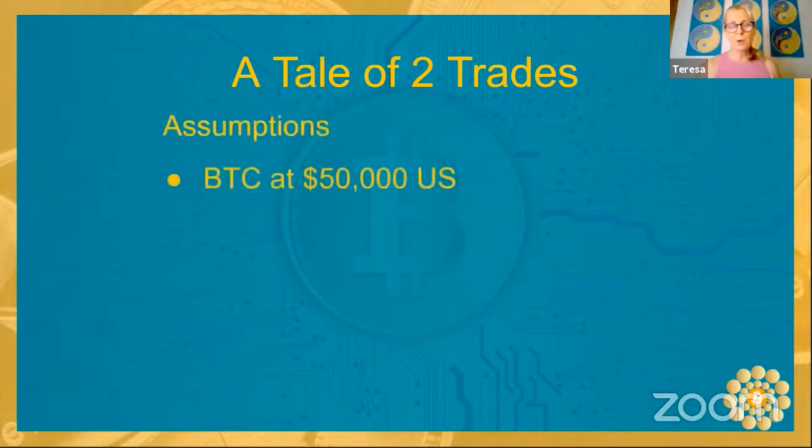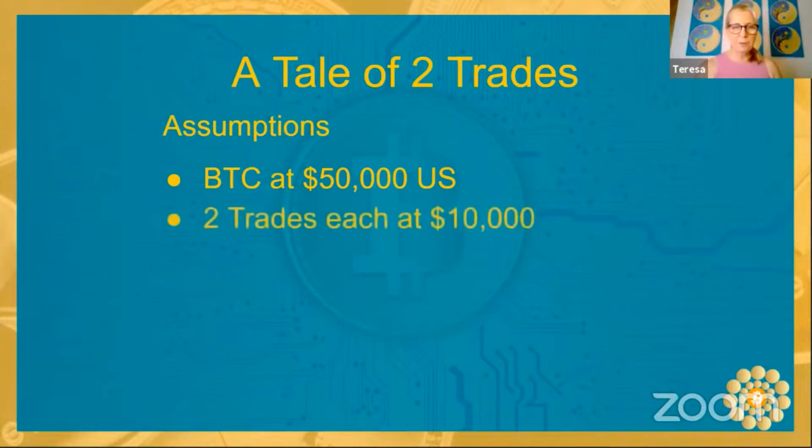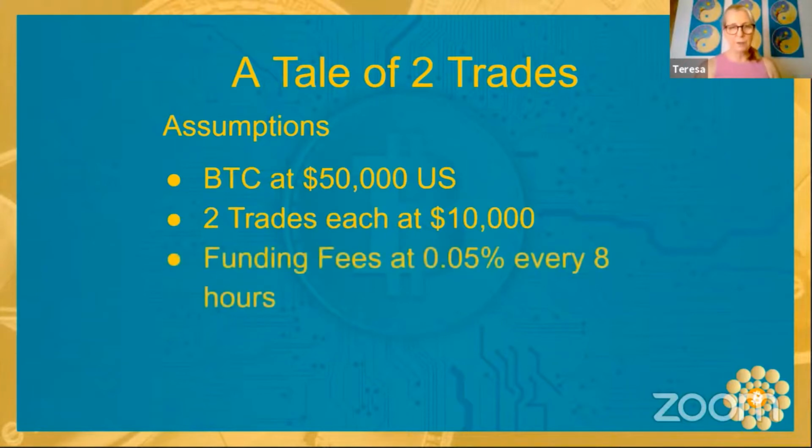Okay, so we're going to assume the price of Bitcoin is $50,000. I chose 50,000 even though at the time of doing this video, we're in a bit of a slump and we've come down from that level. But 50,000 is an easy number to do the math from. And I'm going to use two equal trades, both $10,000. Again, a $10,000 trade is really easy to do the math from.